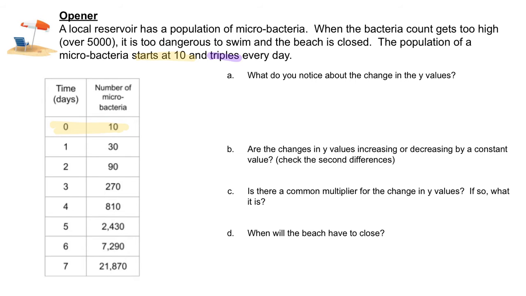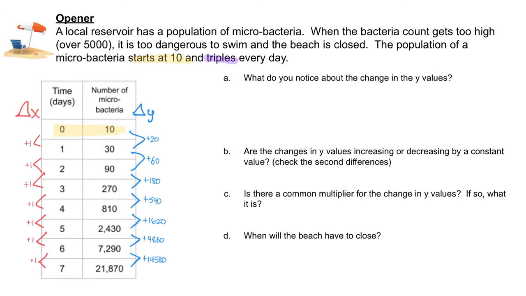When we're talking about identifying any type of function with the table, we always want to start with our change in x and our change in y. So you are going to do that now. Just go down the table and find your changes. So in our table, we see that the change in x is 1, and the change in y's are all different.